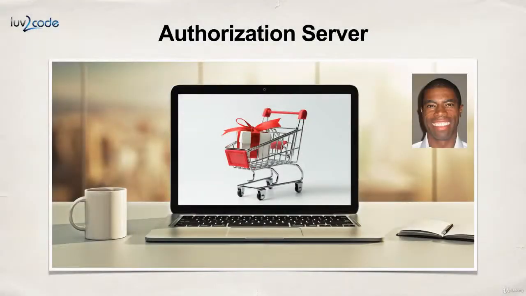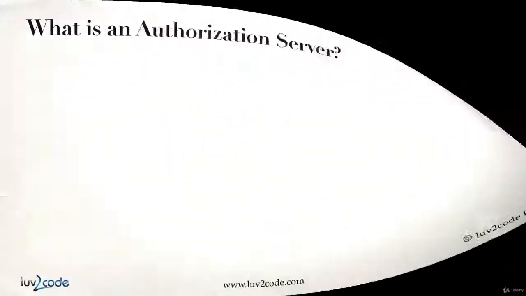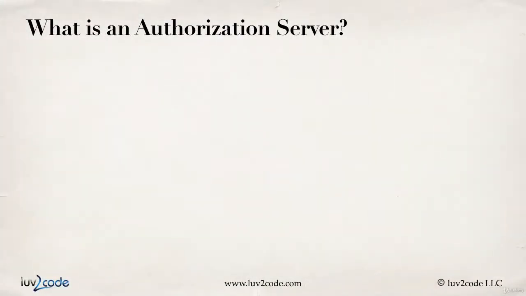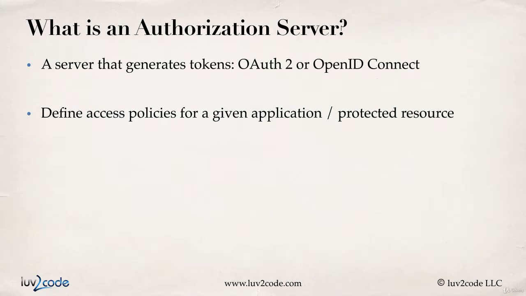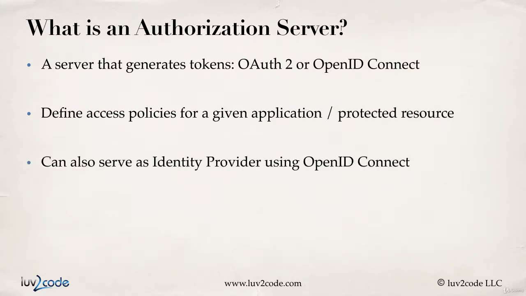In this video, we'll discuss authorization servers. So again, what is an authorization server? Like I mentioned earlier, it's a server that generates tokens for OAuth2 or OpenID Connect. We can also use it for defining access policies for a given application and protected resources. And it can also serve as an identity provider using OpenID Connect. So at a very high level, that's what an authorization server is.